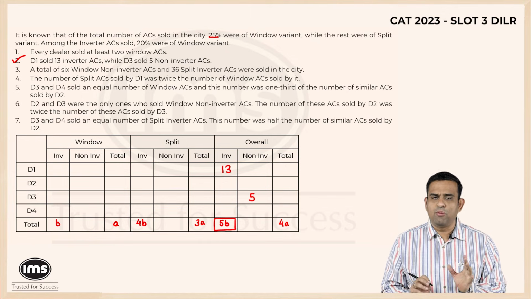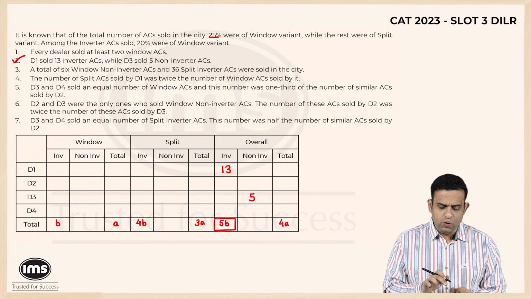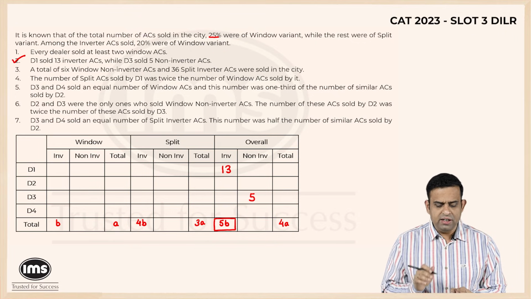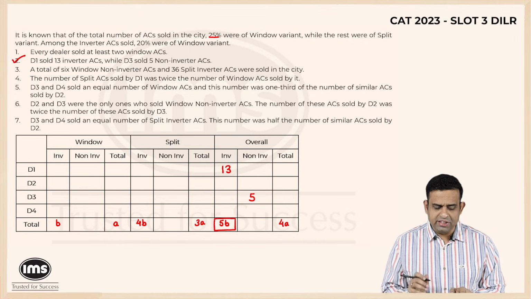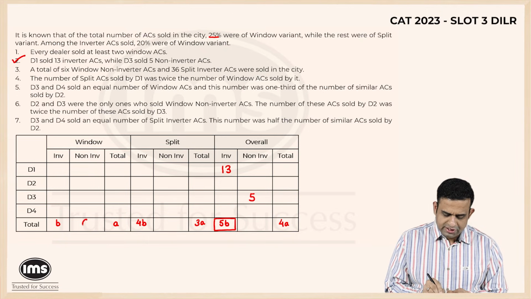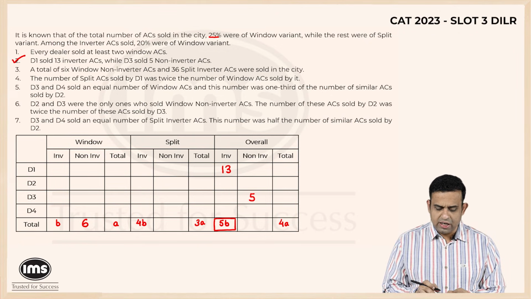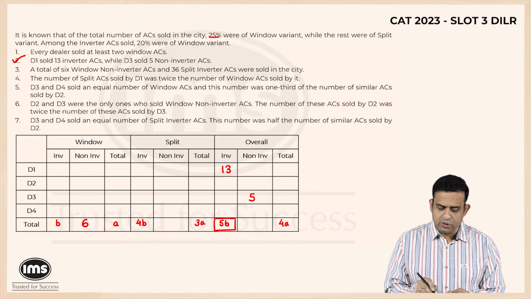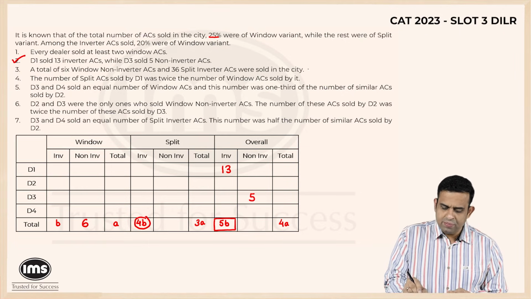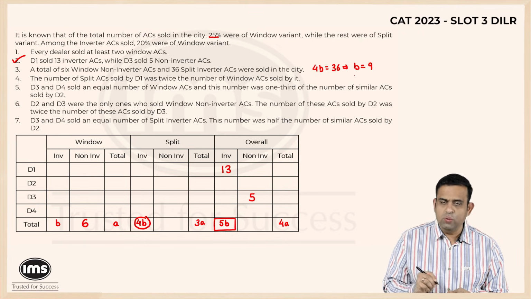Let's look at point number 3, which is a very important point to solve a couple of questions. Point number 3 says a total of 6 window non-inverter AC and 36 split inverter AC were sold in the city. So within window non-inverter AC, the total has to be equal to 6. And 36 split inverter AC. So under split inverter, the total must be 36, implying this 4B is equal to 36. And this will give you the value of B to be 9.